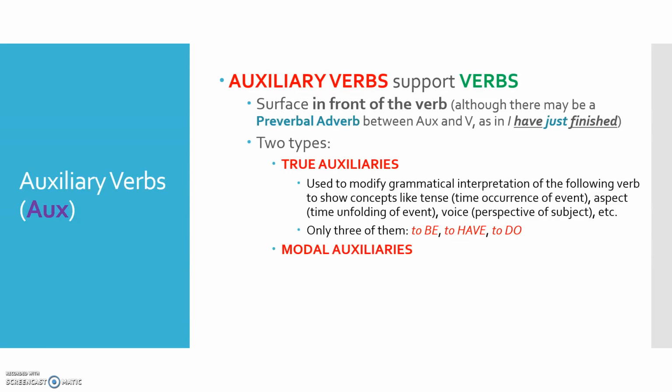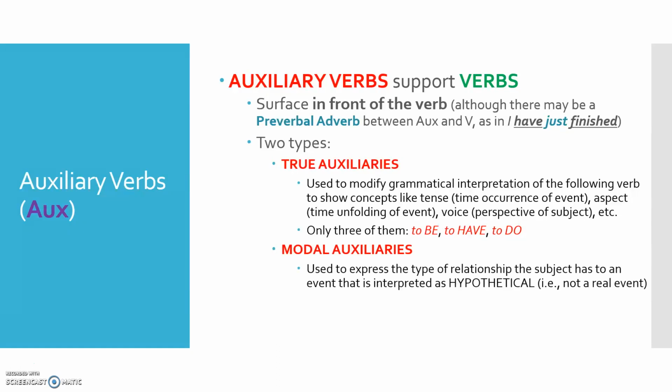In contrast to true auxiliaries, we have modal auxiliaries. And the modal auxiliaries are a little bit different. We use modal auxiliaries to set up some kind of relationship that the subject has to an event. And in each case, the event is a hypothetical event. So the event, like the predicate part of the sentence, is hypothetical, as in it's not real. It's just something in the mind of the speaker, but it's not something that's actually really happening.